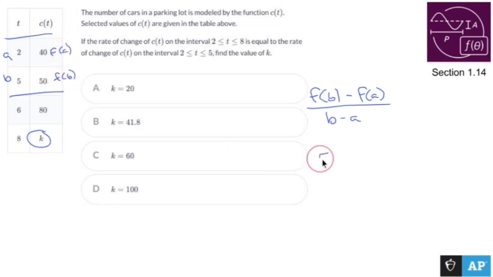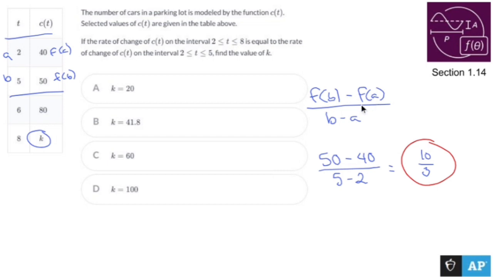So I've got 50 minus 40 over 5 minus 2, which is 10 over 3. Now, my average rate of change is 10 over 3. They want me to find k, knowing that from 2 to 5 is the same as 2 to 8. So now that I know my average rate of change is 10/3, I'm not going to do patterns, I'm just going to solve for an equation. I'm still going to bring this back.